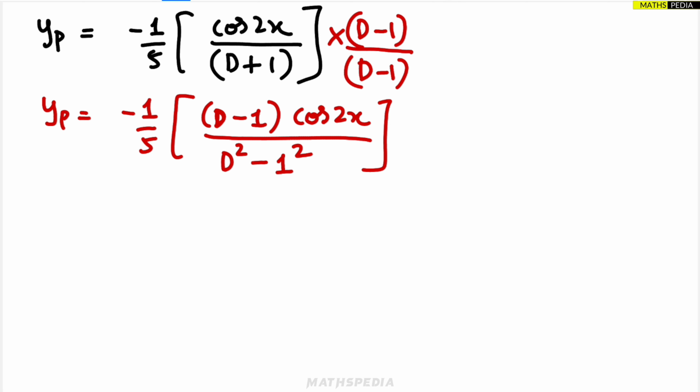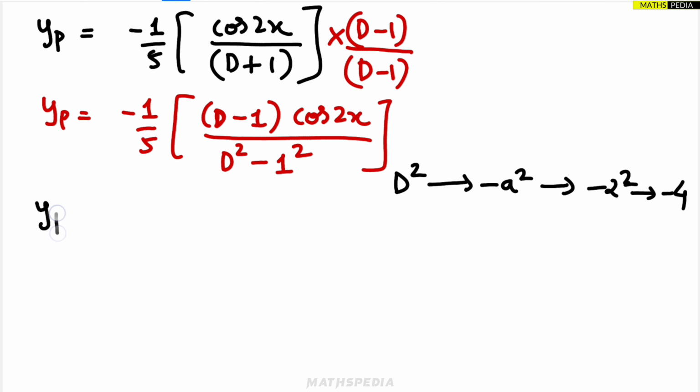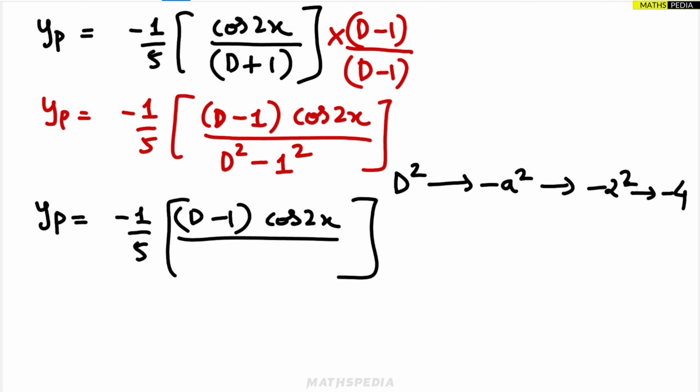Now again d square has come. Can I substitute in place of d square a square minus a square? What is minus a square? Again the same thing, minus 2 square. Minus 2 square is nothing but minus 4, right? So we can substitute here. So yp value will become minus 1 by 5 into d minus 1 cos 2x divided by d square. In place of d square I will substitute minus 4. So minus 4 minus 1. 1 square is 1. Minus 4 minus 1 is nothing but minus 5.